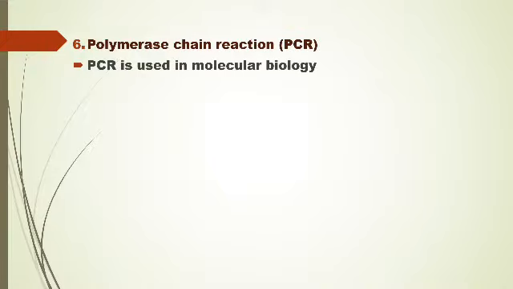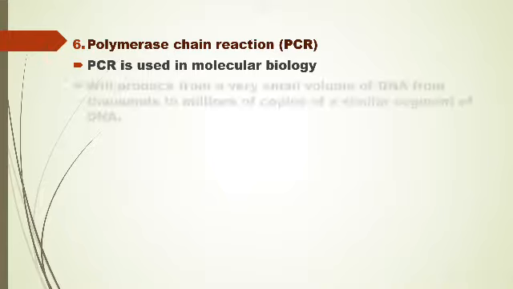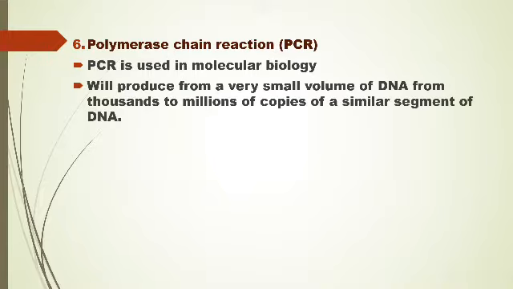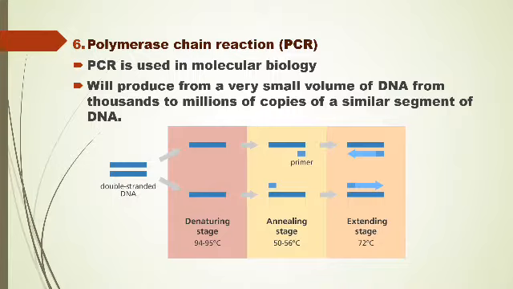Next is the polymerase chain reaction. It is widely used in molecular biology. From a very small volume of DNA, it will produce from a thousand to millions of copies of a similar DNA segment. There are 3 stages in PCR. The first one is the denaturing stage, followed by the annealing stage, and lastly, the extending stage.